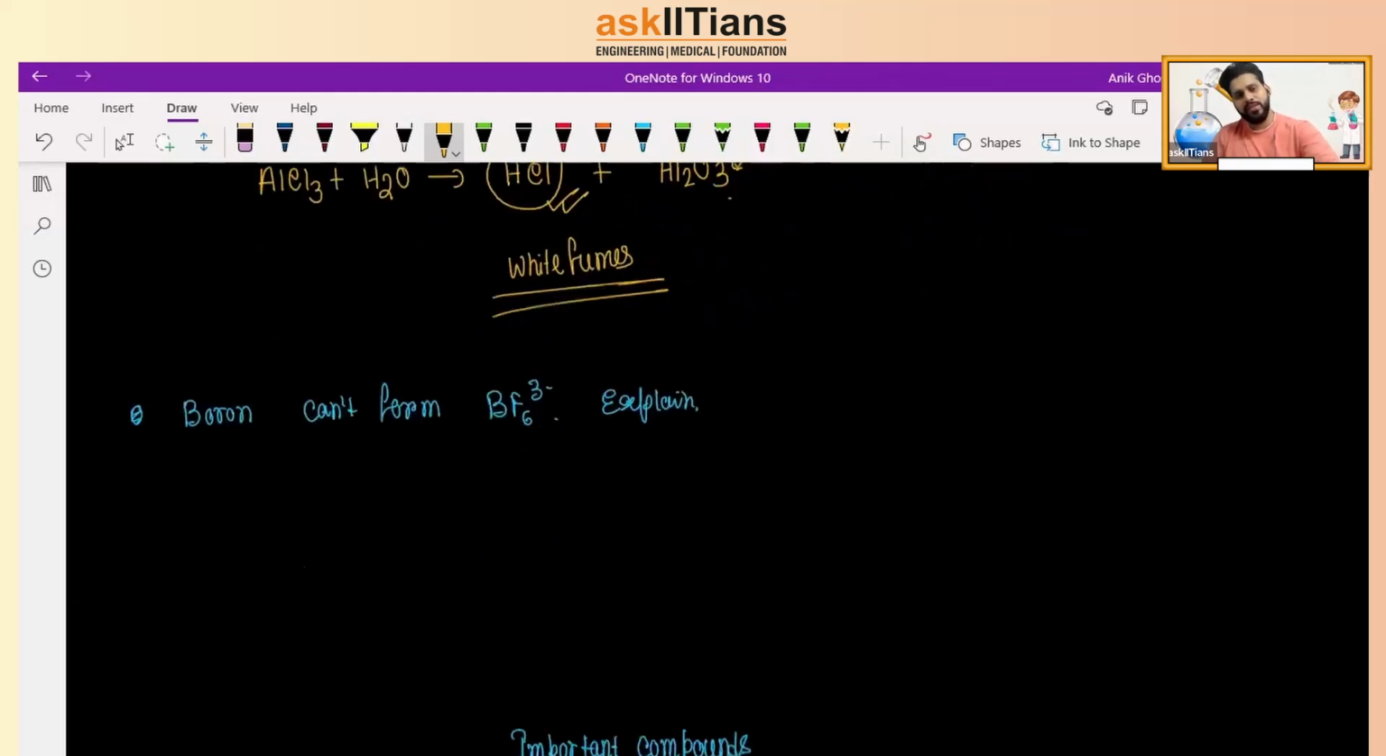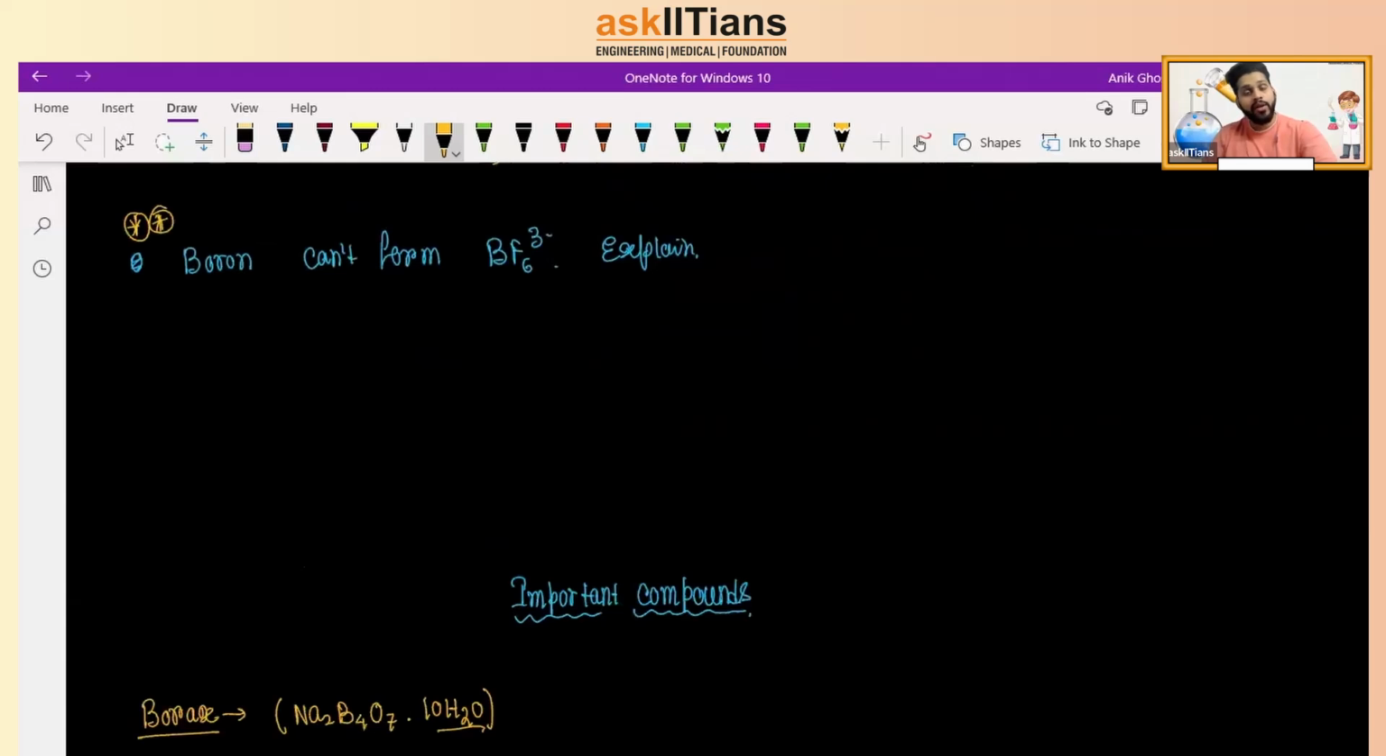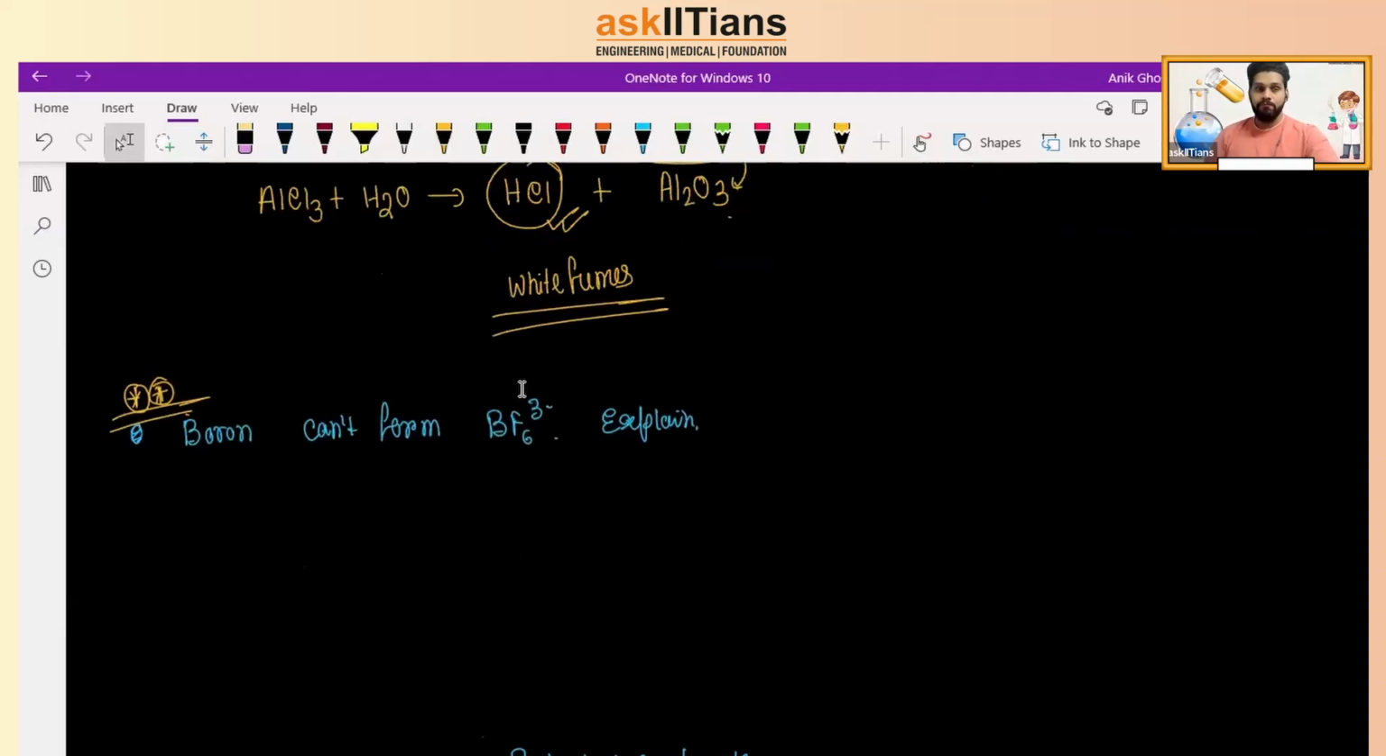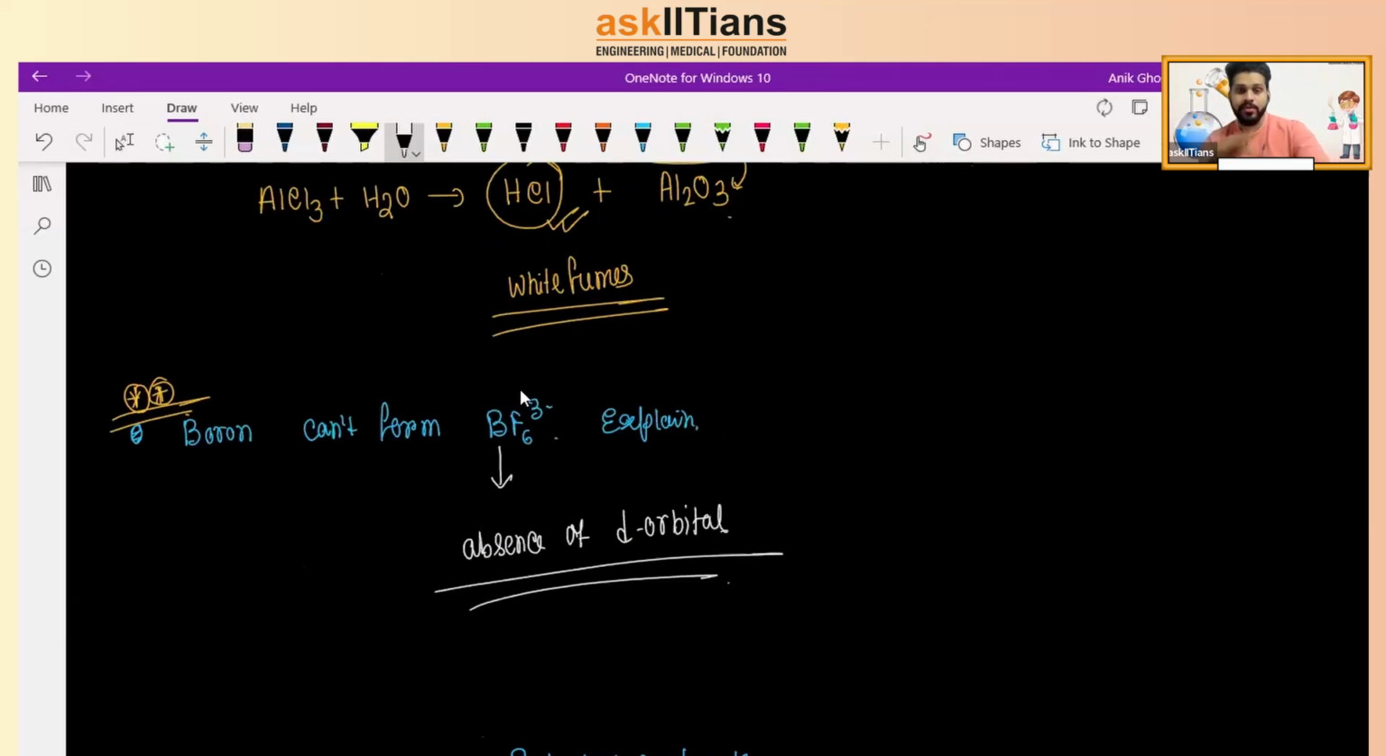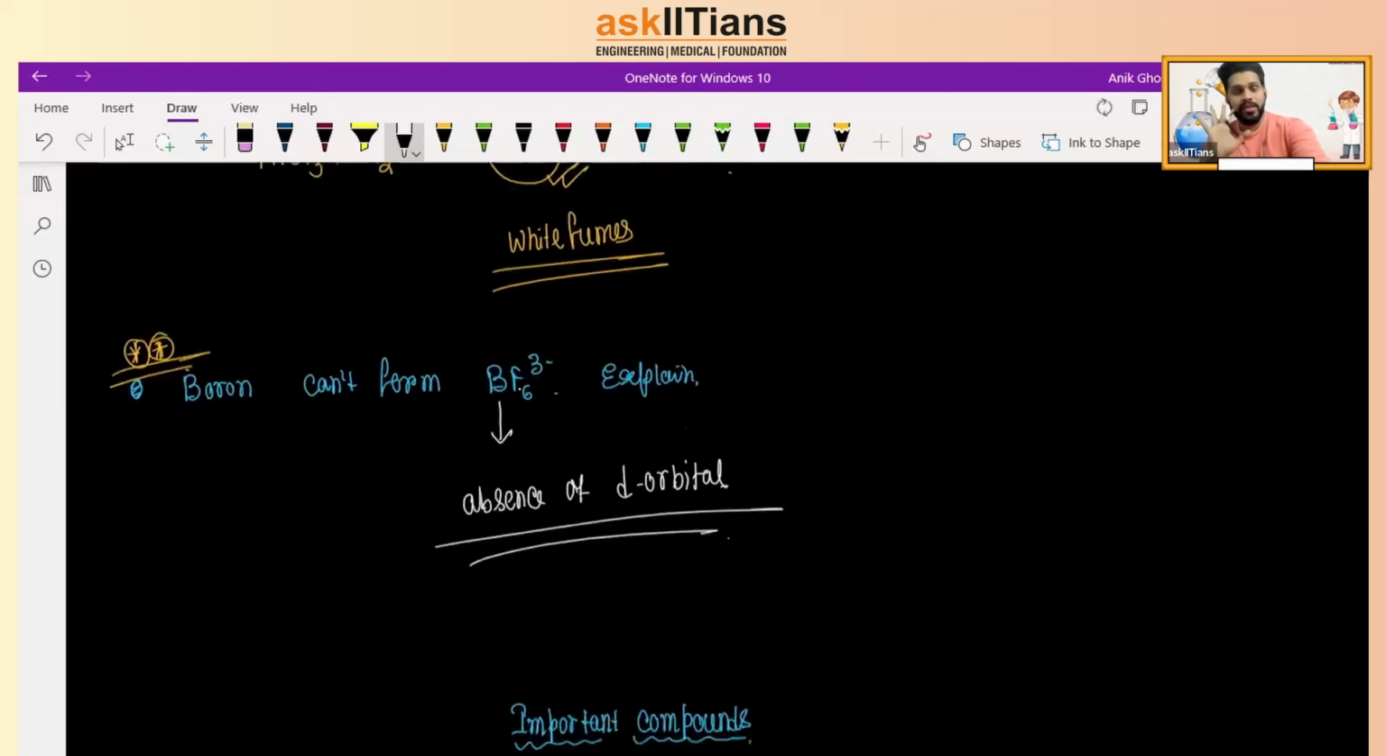Okay, this question is super duper important for us. Boron cannot form BF6 3-, whereas everybody else can form it. Like aluminium can form AlF6 3-. What can possibly be the reason behind it? Again, guys, it's something we already know, the absence of d-orbitals. I guess you can see now, because we had the preliminary idea about all these concepts in the beginning of the video, all the questions are nothing but the application of those ideas only, right? So that's why they are the same thing.